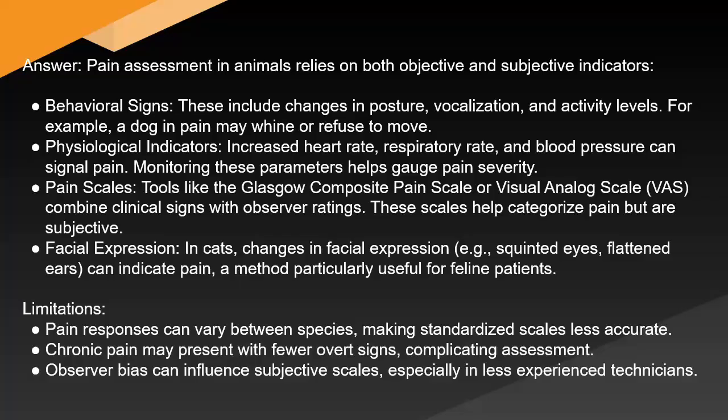Pain scales. Tools like the Glasgow Composite Pain Scale or Visual Analog Scale (VAS) combine clinical signs with observer ratings. These scales help categorize pain, but are subjective. Facial expression. In cats, changes in facial expression, e.g., squinted eyes, flattened ears, can indicate pain, a method particularly useful for feline patients. Limitations. Pain responses can vary between species, making standardized scales less accurate.